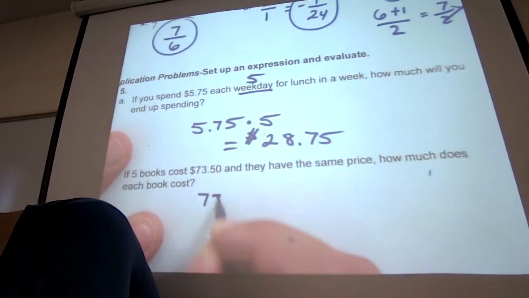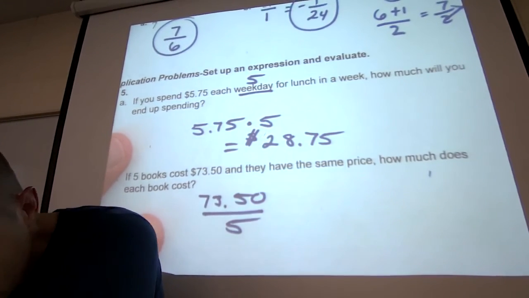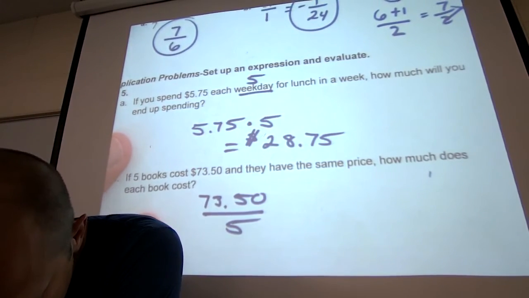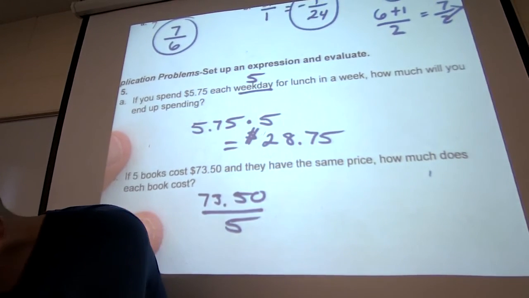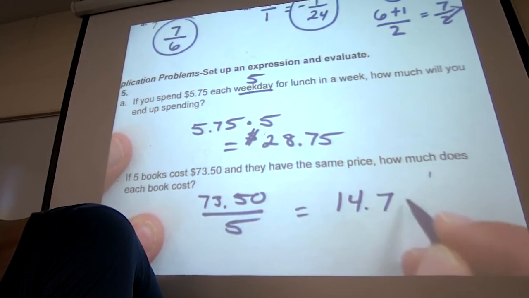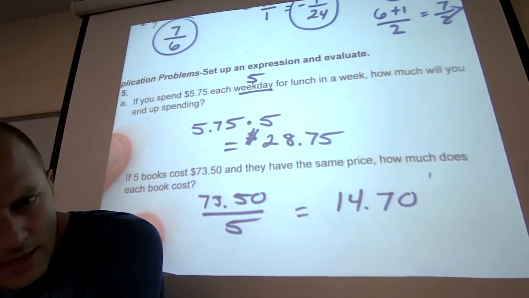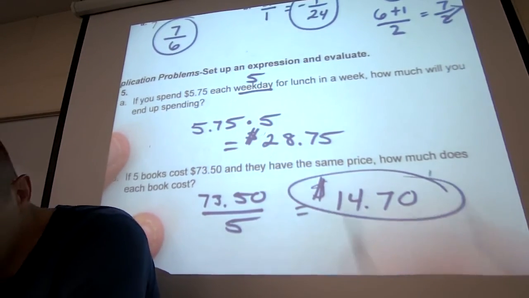I take that $73.50. I divide by 5. You can throw that in your calculator. 73.5 divided by 5. And I got 14.7. Again, when we're talking about money, always round to 2 decimal places. And we got our dollar sign.